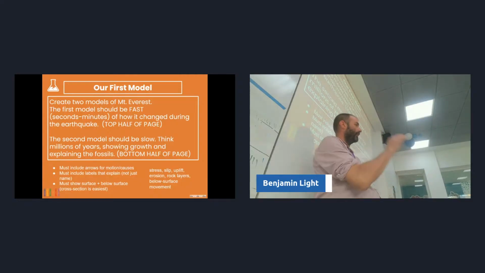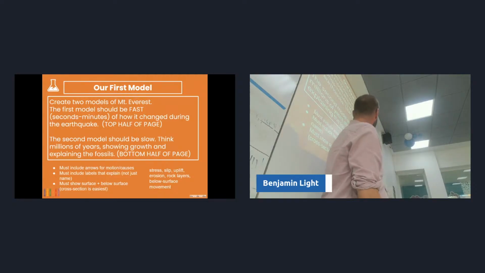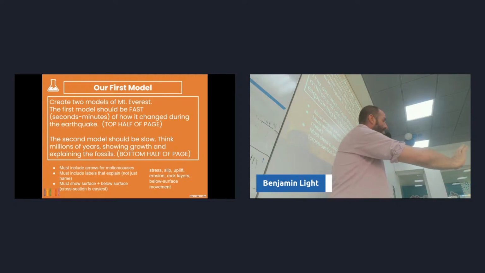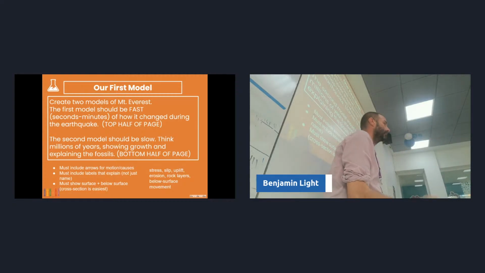We're only gonna look at arrows, labels, and if you did a crosscut. That's it. We're gonna look to see if you have labels on everything that you need to have labels on. They don't need to be correct. They just need to have labels that explain. We need to have arrows that show movement or causes, and then we need cross section.